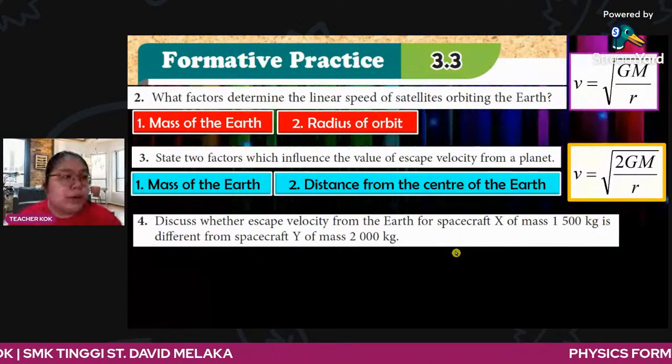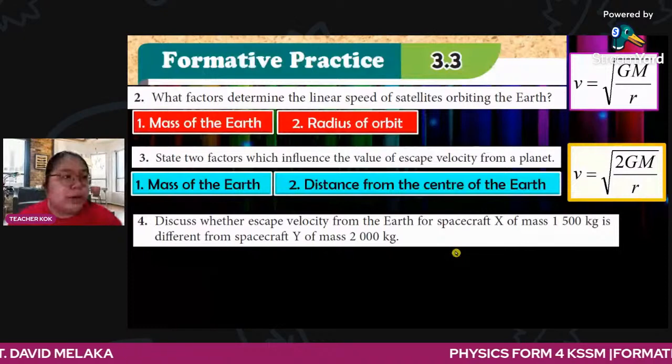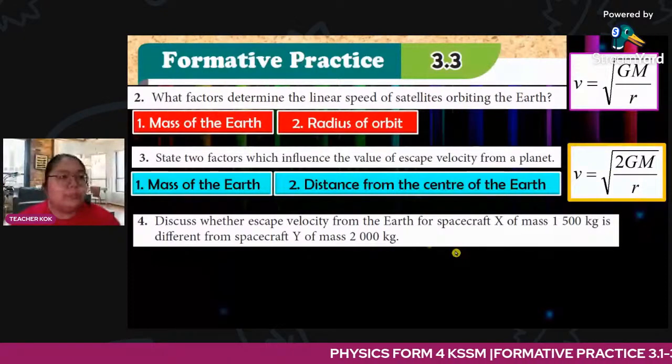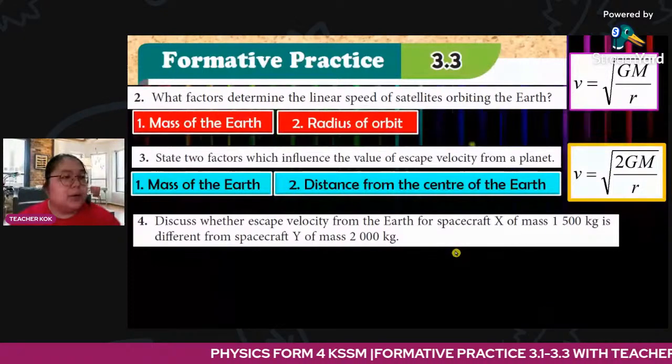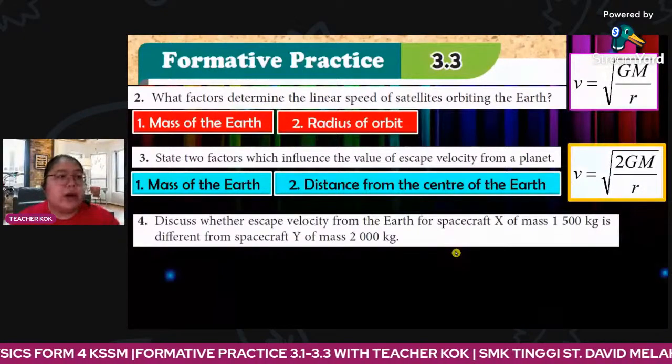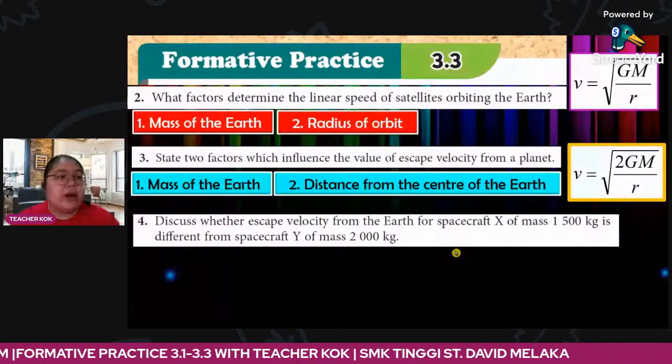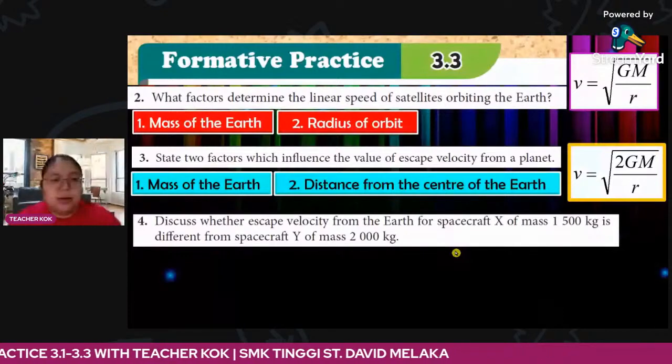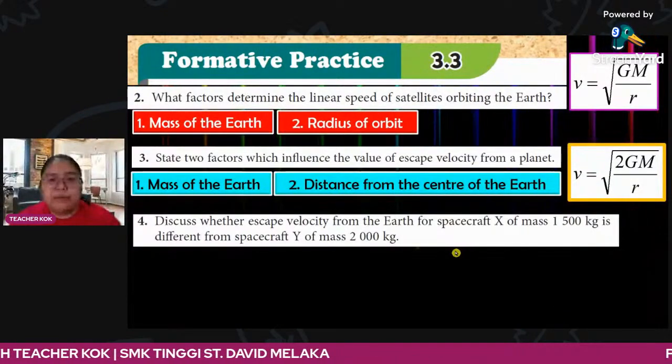Which one, Celiang? You ask question number 3 or number 4? Okay, number 3, is it? So Celiang asked the question because the question says from the planet. Oh yeah, the factors influencing the value of escape velocity from the planet.